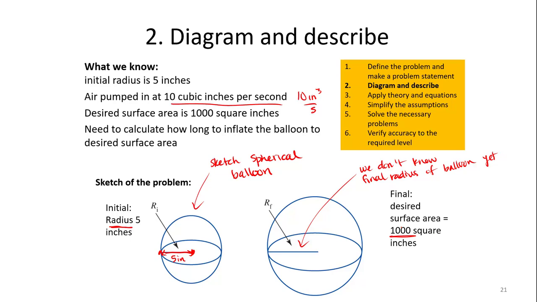So now that we've visualized our problem, we can see that we need some sort of way to relate the radius of our balloon to this surface area. And we need to figure out how much air and how long to pump to reach our desired size. So we've got our diagrams and our information. Now it's time to apply theory and equations.